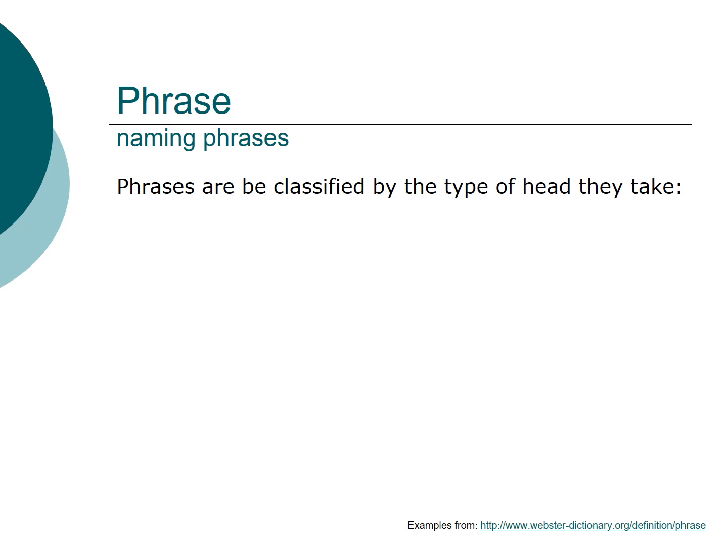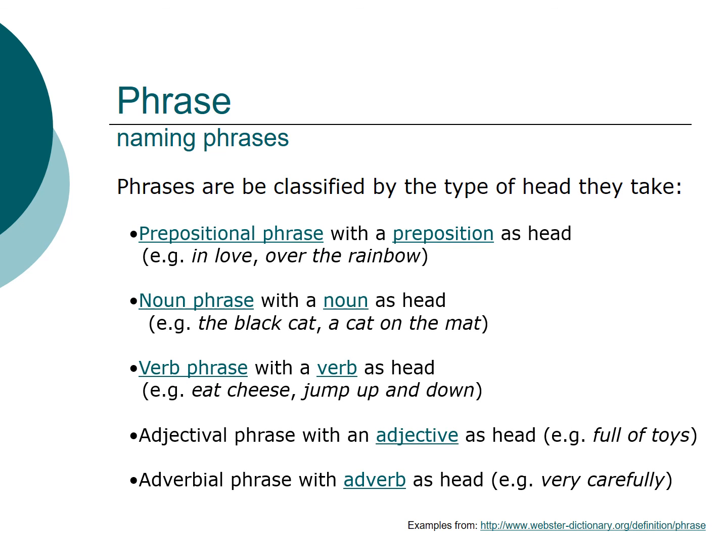Let's have examples on phrases. Phrases are classified by the type of head they take. For example, if I begin with a preposition, this is a prepositional phrase with a preposition as head. In love, over the rainbow.